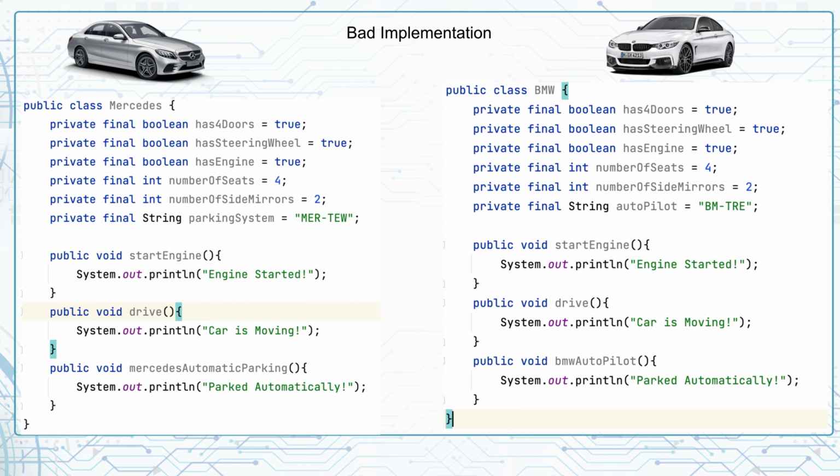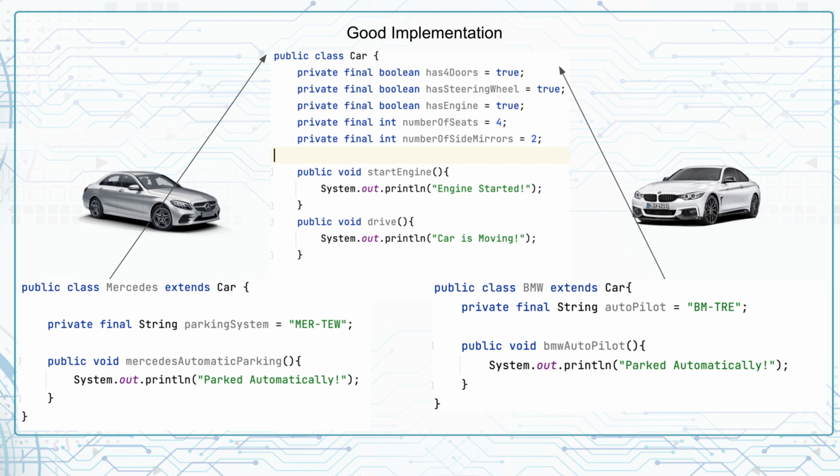Now let's see how inheritance can improve this code. In this good implementation, as you can see, we have created a class called Car. It's going to act like a parent class. This class holds all the common attributes and methods between the two classes. Remember we said BMW and Mercedes both have those attributes and those methods. So we took all the common attributes and methods and we put them in a parent class.